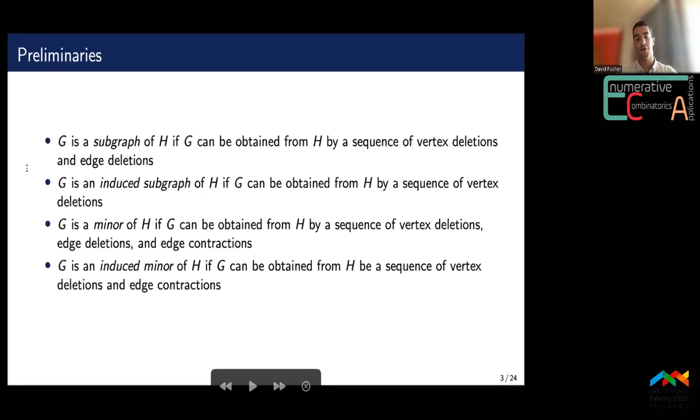A few preliminaries, I'm assuming most people are familiar with most of these. The one that some might not have seen before is induced minors, so I'll quickly define that. So an induced minor is essentially a minor, but you're not allowed to delete edges. So it's a graph that's obtained from the original graph by vertex deletions and edge contractions, but no edge deletions. And the rest of these are fairly standard.